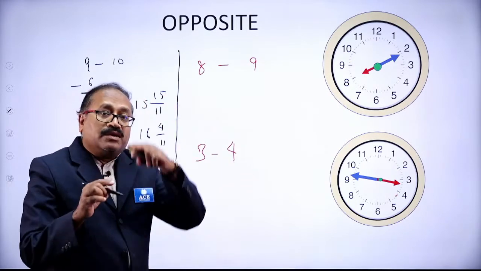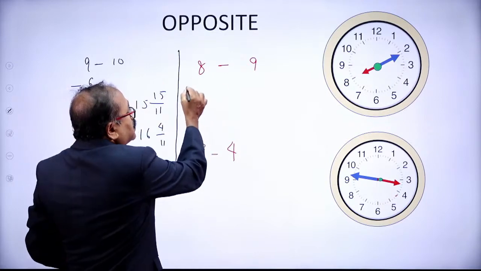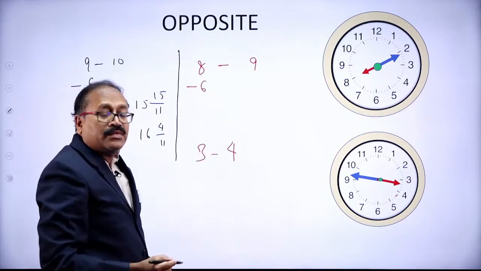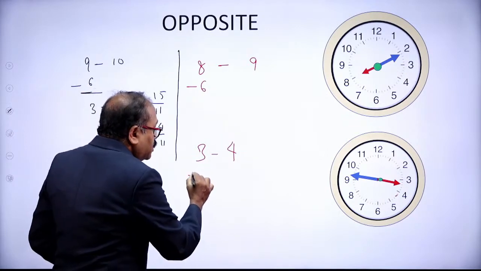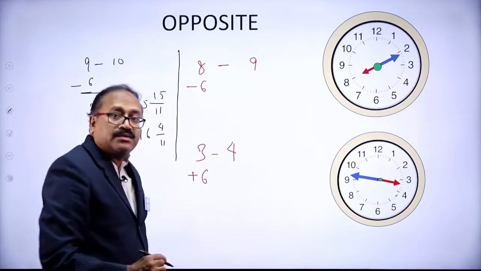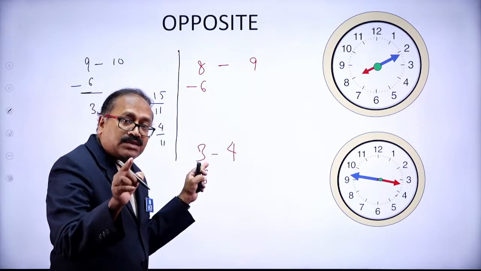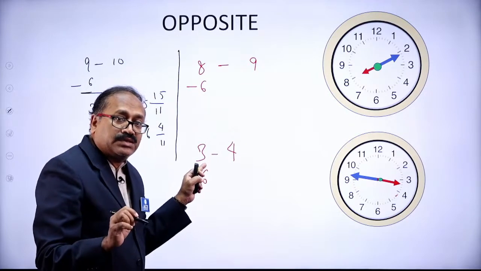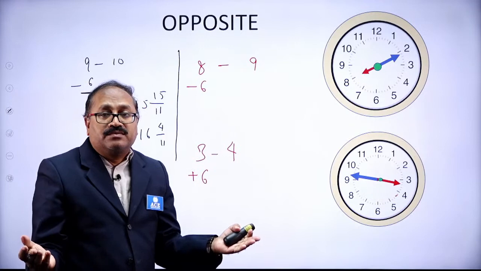One number is greater than 6, that is 8 greater than 6. In that case, I will subtract 6. This 3 o'clock is less than 6. In this case, you will add 6. So if the given hour, the first one, is less than 6, then you will add 6. If this is greater than 6, then you will subtract 6.